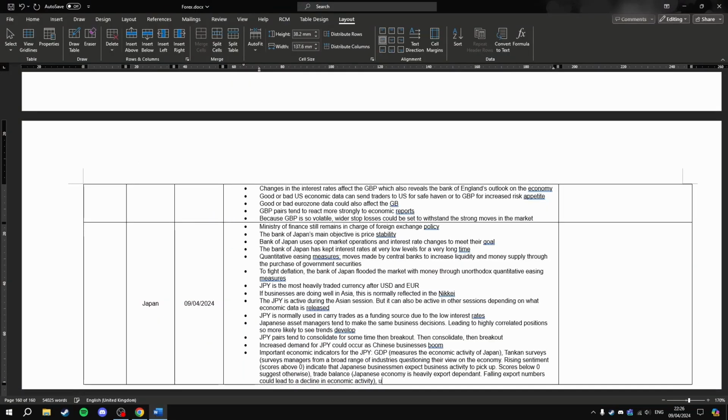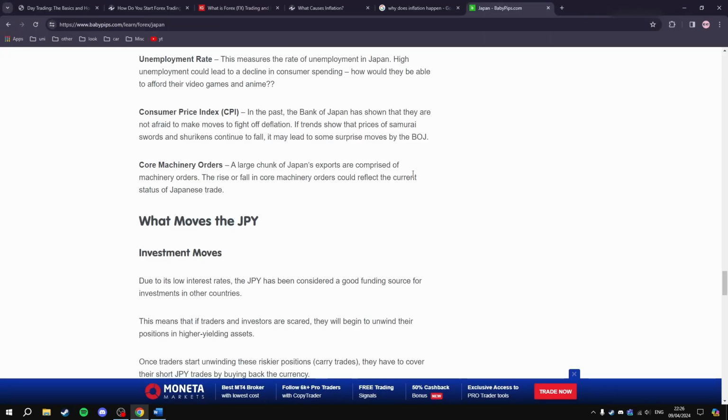Unemployment rate. This measures the rate of unemployment in Japan. High unemployment could lead to a decline in consumer spending. How would they be able to afford their video games and anime? Yep.